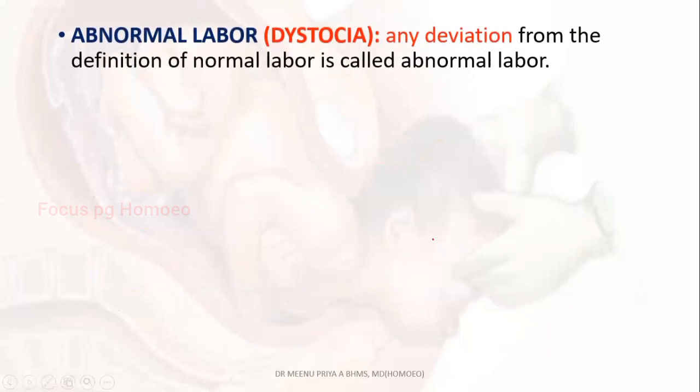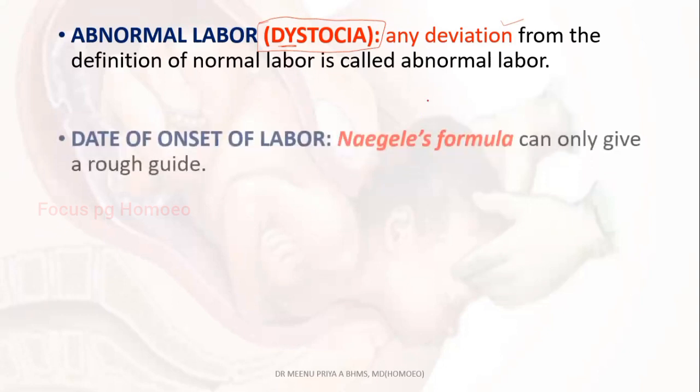Next, what is abnormal labor then? When we see normal, we have to know abnormal also. So remember the term for abnormal labor: it is dystocia. Dystocia means difficult labor, and that is called abnormal labor. We saw the criteria in the previous slide. Any deviation from those criteria, even one deviation, makes it abnormal labor. So any deviation from the definition of normal labor is called abnormal labor.